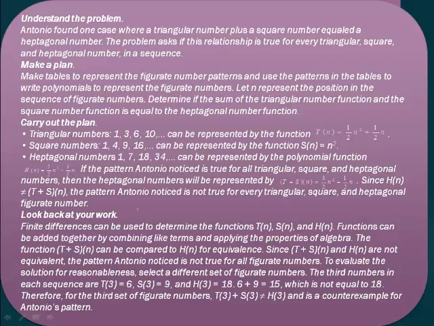Look back at your work. Finite differences can be used to determine the functions t of n, s of n, and h of n. Functions can be added together by combining like terms and applying the properties of algebra. The function t plus s of n can be compared to h of n for equivalence. Since t plus s of n and h of n are not equivalent, the pattern Antonio noticed is not true for all figure numbers. To evaluate the solution for reasonableness, select a different set of figure numbers. The third numbers in each sequence are t of 3 equals 6, s of 3 equals 9, and h of 3 equals 18. 6 plus 9 equals 15, which is not equal to 18. Therefore, for the third set of figure numbers, t of 3 plus s of 3 does not equal h of 3 and is a counterexample for Antonio's pattern.